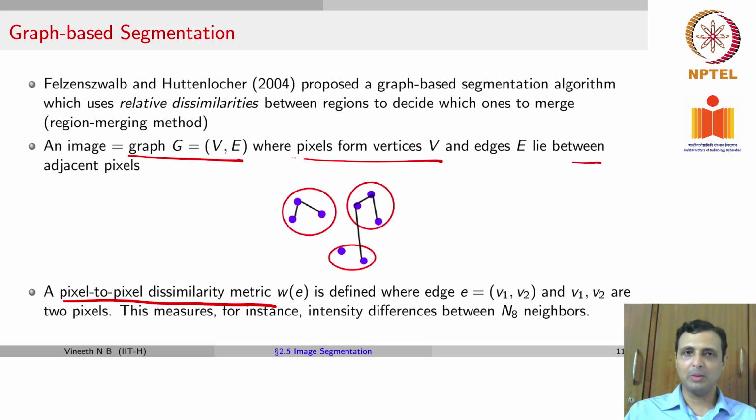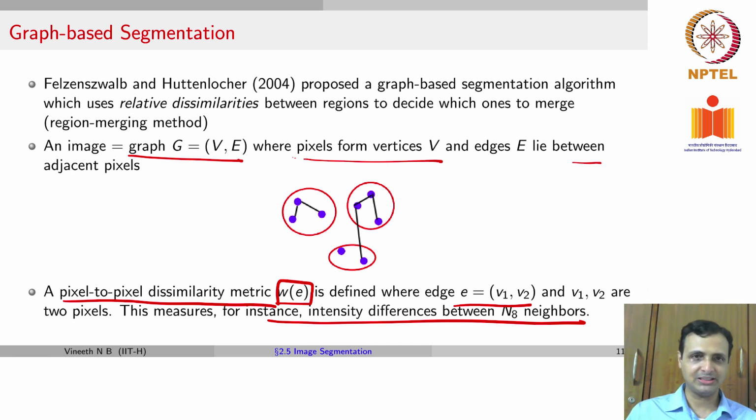But whatever be that measure, you have a pixel-to-pixel dissimilarity metric, which is defined as W of E, the weight of the edge joining those two pixels on which we are defining the dissimilarity, where edge E is given by (V1, V2), where V1 and V2 are two pixels. For example, this dissimilarity metric could be the intensity differences between the N8 neighbors of both these pixels.